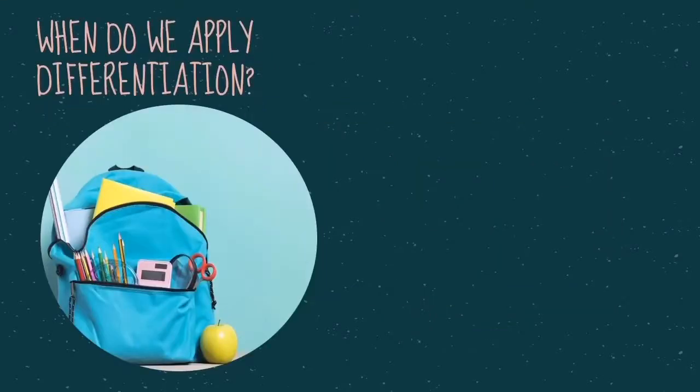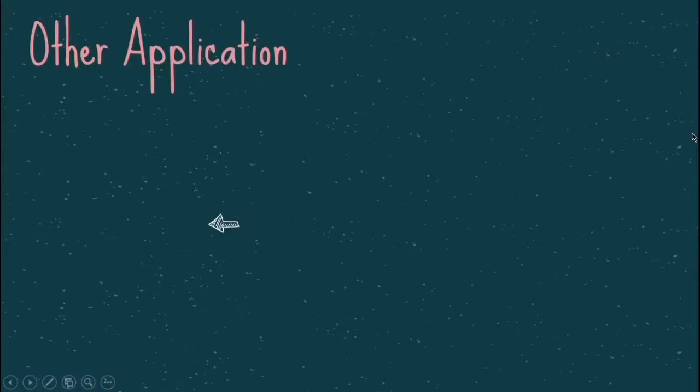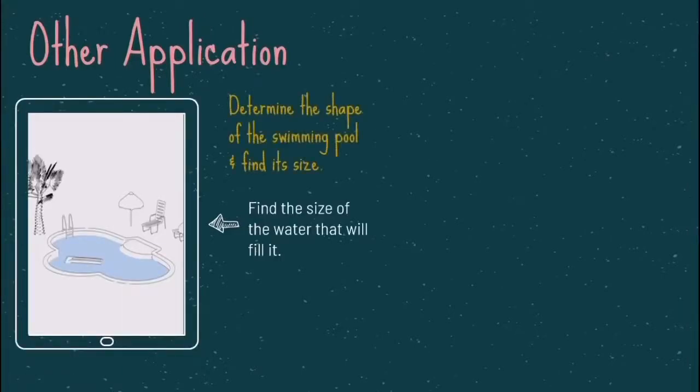When do we apply differentiation? The fields of use of differentiation are very wide. It enters into many fields and is not limited to specific people or to those who use it only, but to all human beings. Now let's see other applications for differentiation. What if we need to find the size of the water that will fit in a swimming pool? It will be easier for students to find the size of a swimming pool if the shape is cubic or rectangular. It will be hard for students to find the size if the shape of the swimming pool has gradient. But by using differentiation, it will be easier for students to find the size.